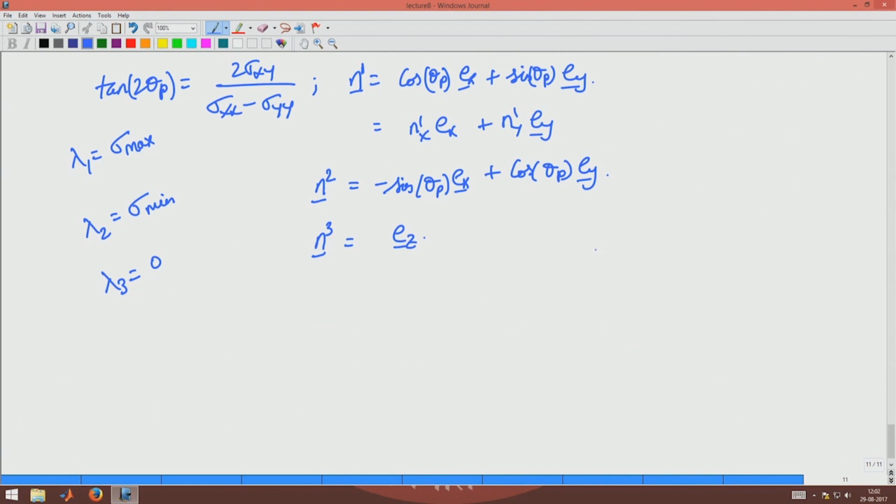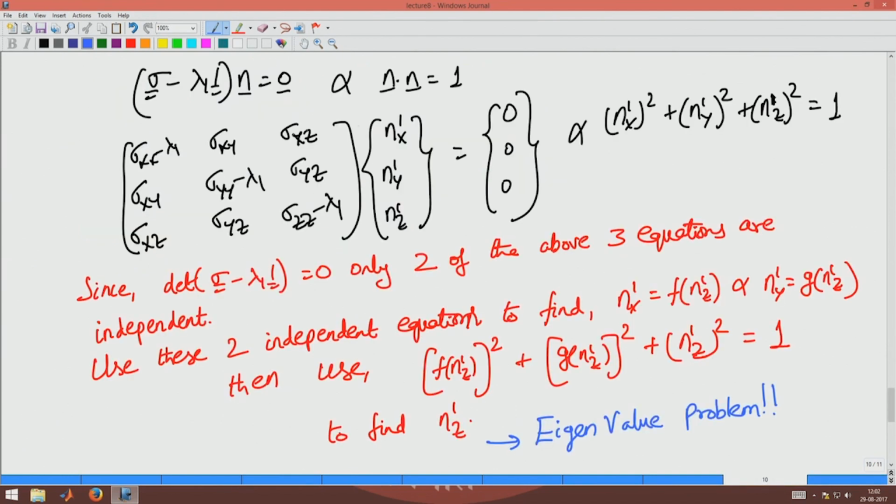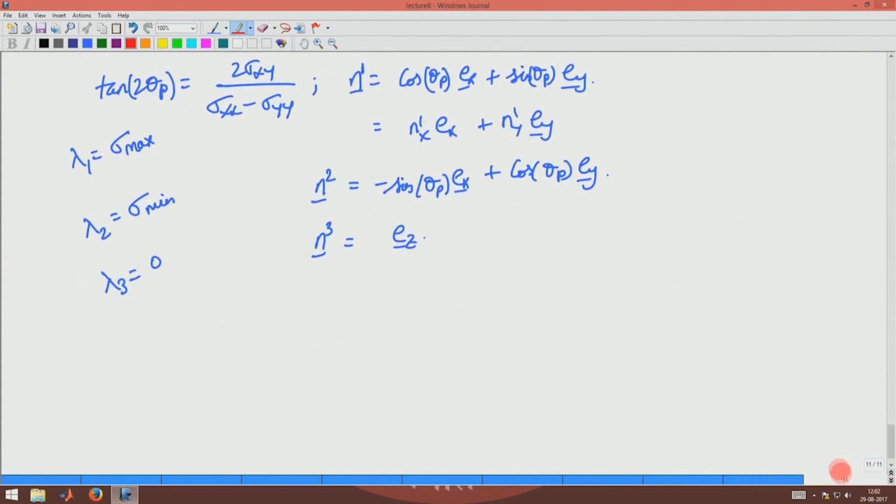For the 3-dimensional state of stress, you have to go back to this equation and solve it by the method that was outlined here. For a 3-dimensional state of stress, you have to go back to this matrix, and use this equation to find nx1, ny1 and nz1, whereas for the plane stress, this will be n1, this will be n2 and this will be n3.